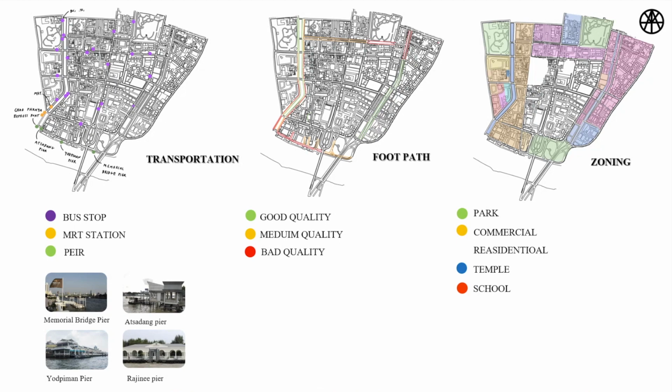And the next one is the zoning. So we make the zoning in each type. Usually there are three parks, and then there are commercial buildings along the canals, and there is a temple and school. Next.